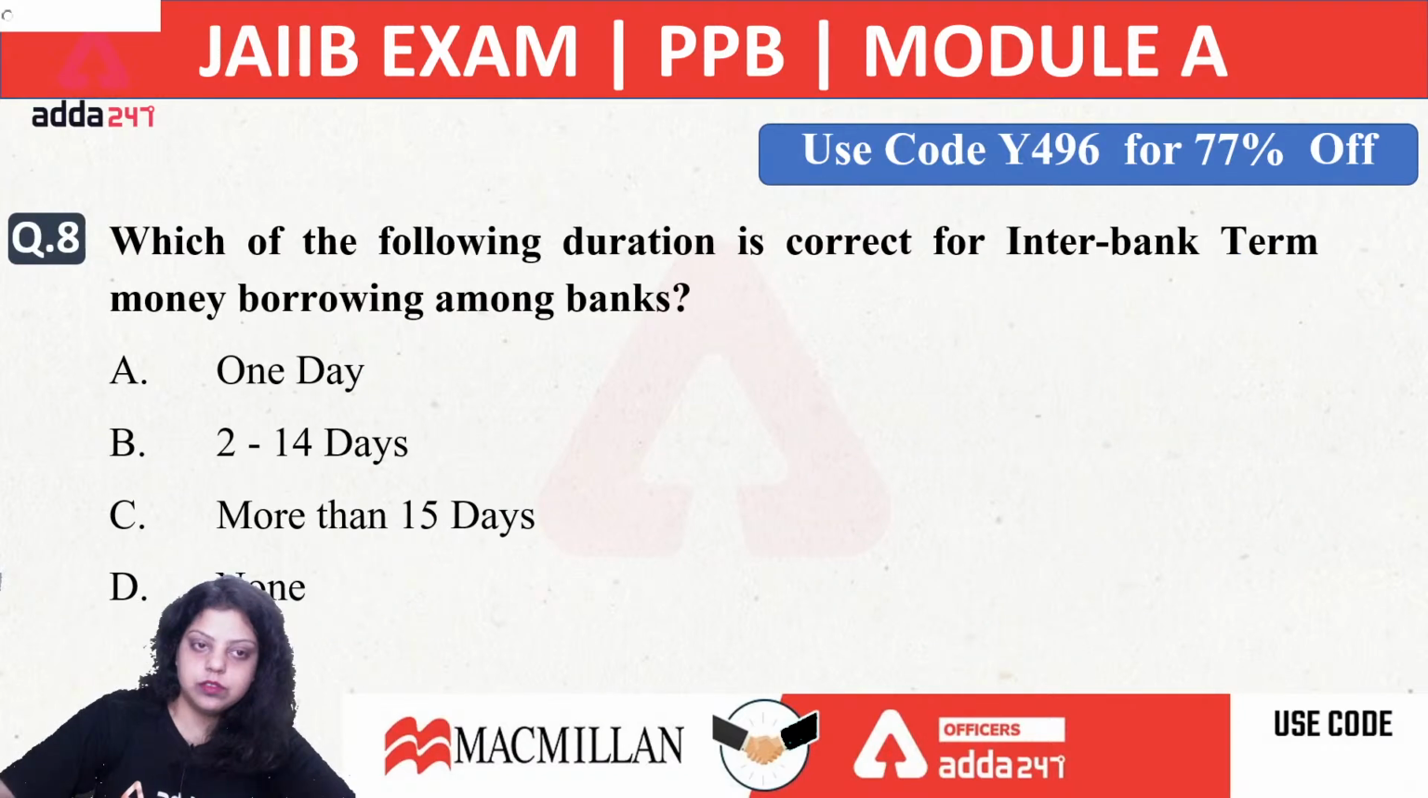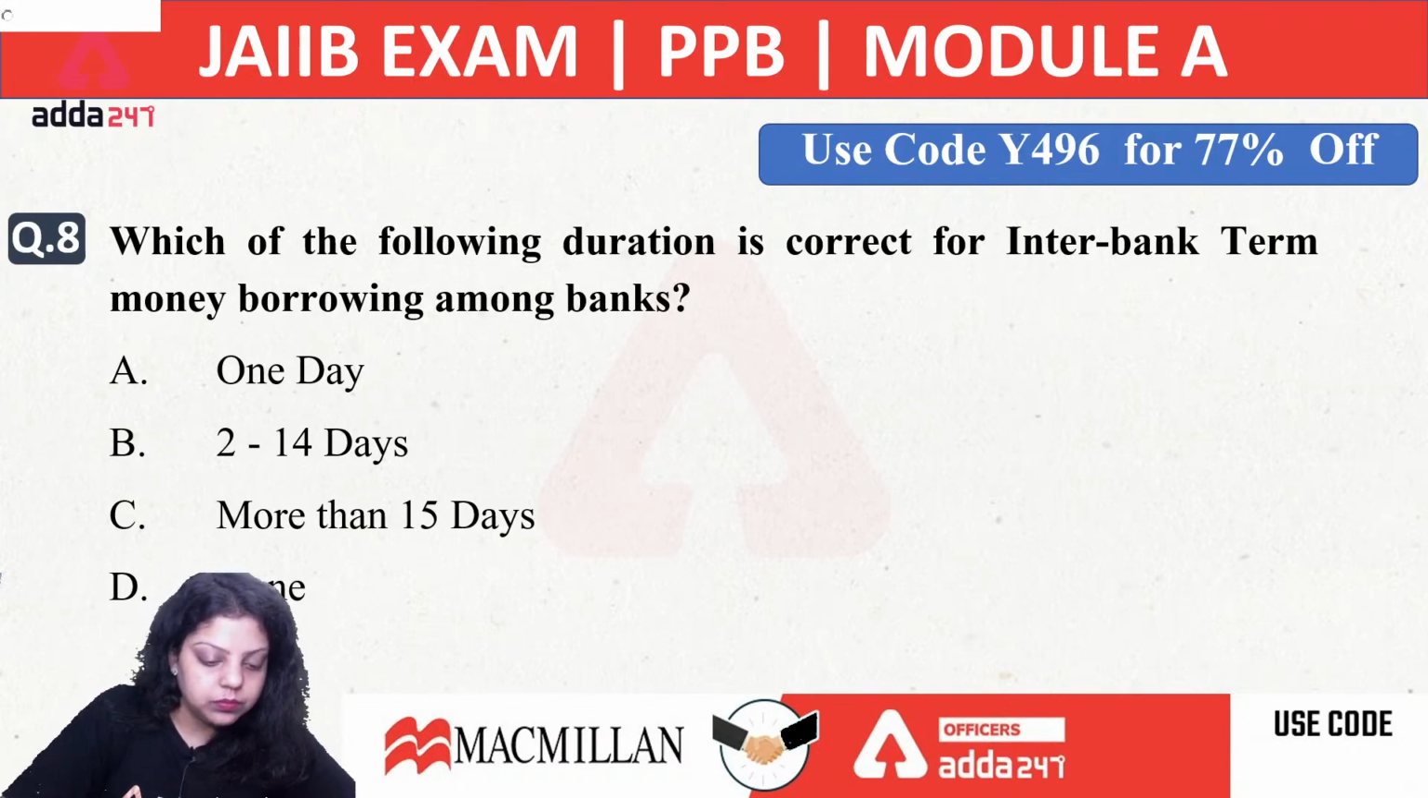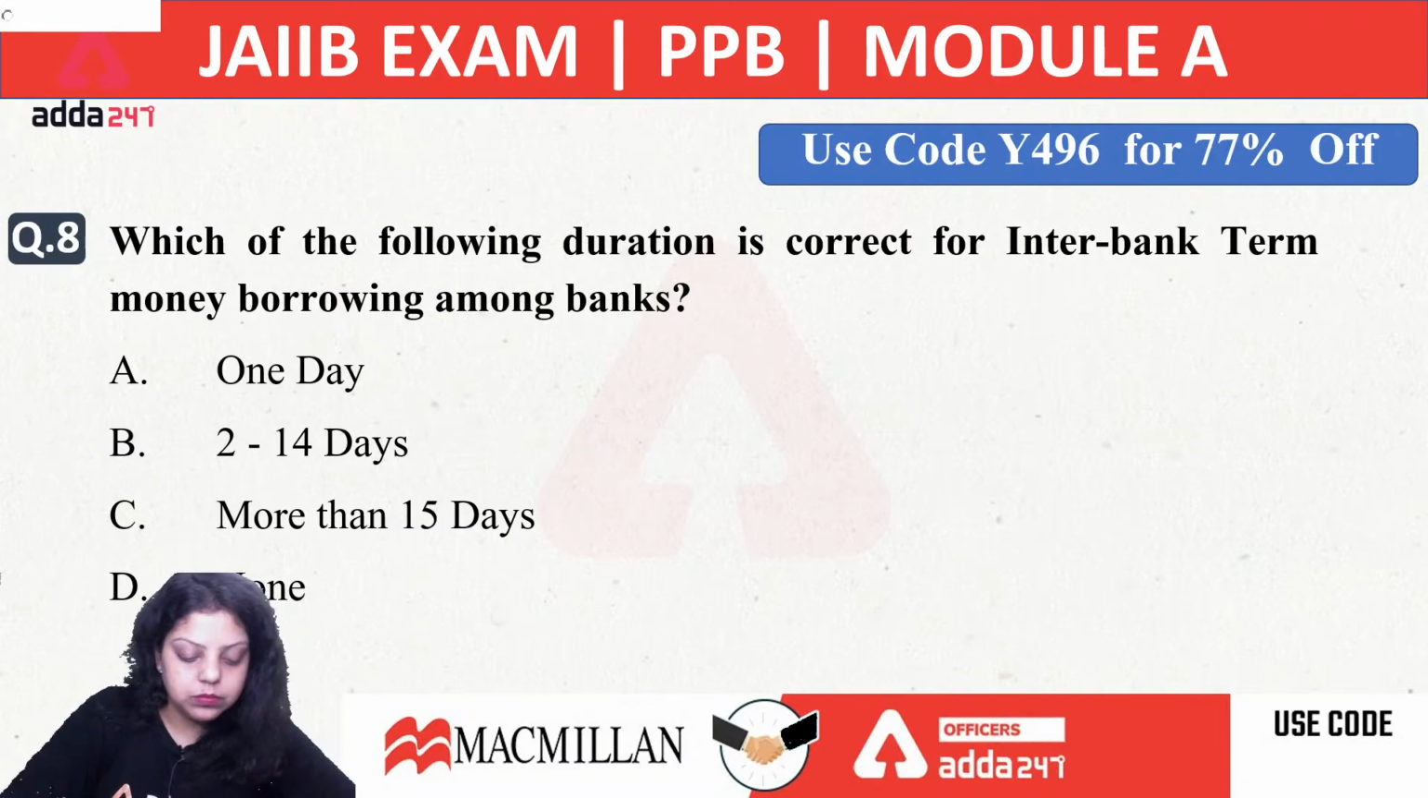Very good. Next question: which of the following durations is correct for interbank term money borrowing among banks? Is it 1 day, 2 to 14 days, more than 15 days, or none of the above? Let me know the answer of the 8th question: A, B, C or D?